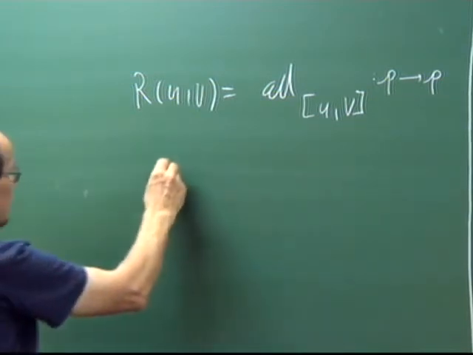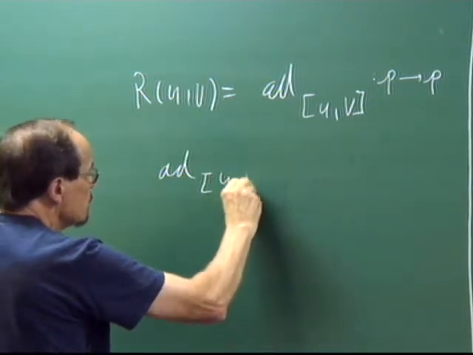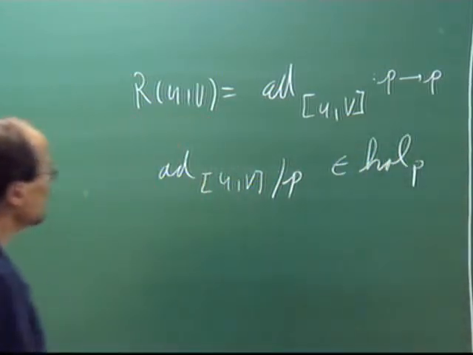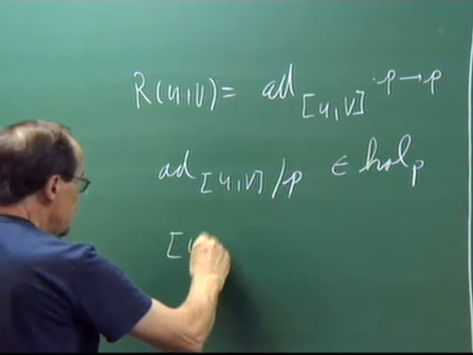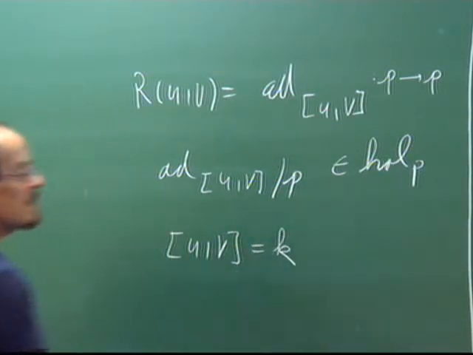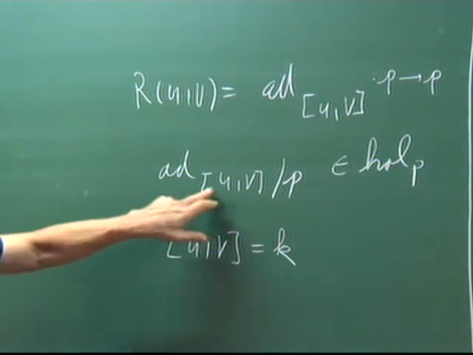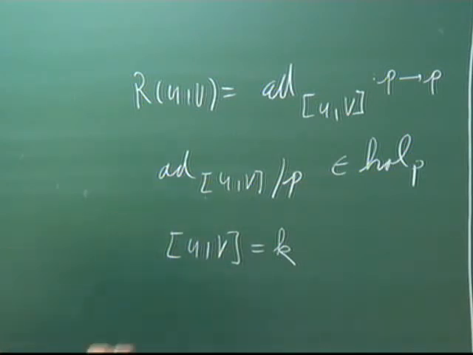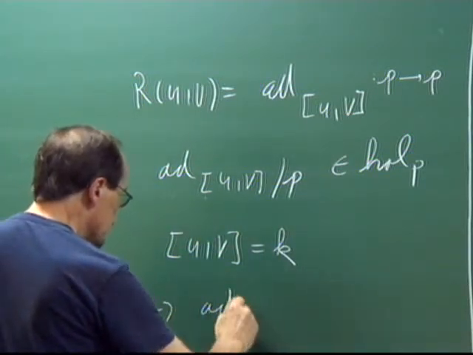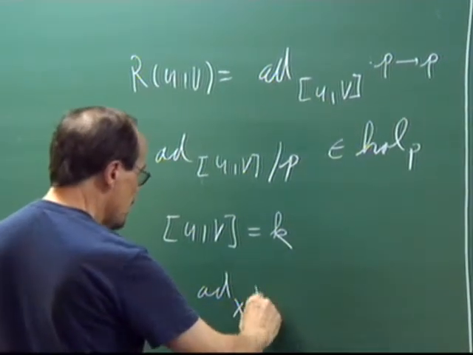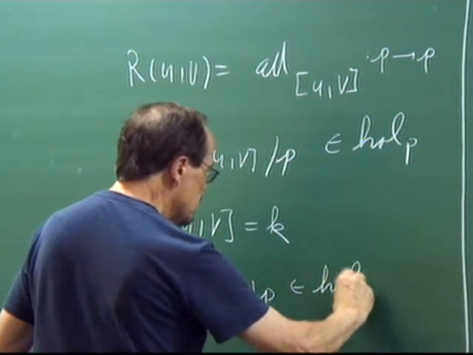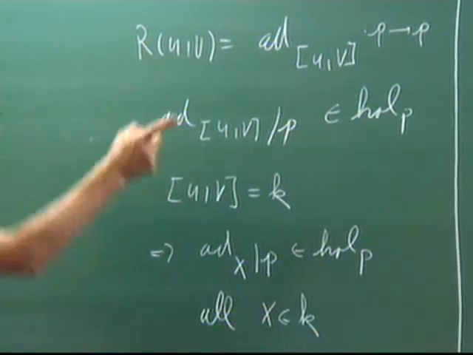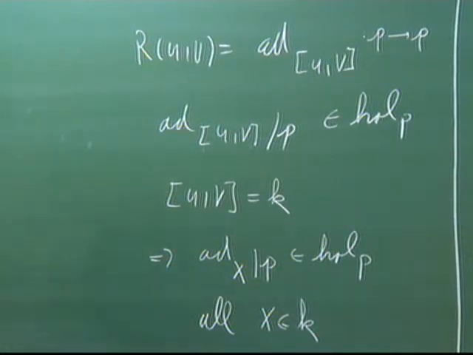So this means this lies in the Lie algebra of the holonomy group. And now we just saw that [U, V] is equal to K. So here I can achieve, by possibly adding things if necessary, anything in K. So by part A, right? And that's what it says, right?